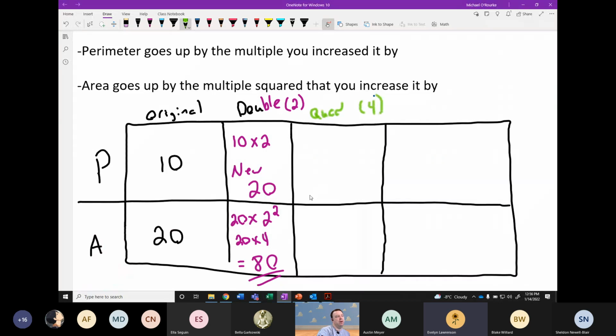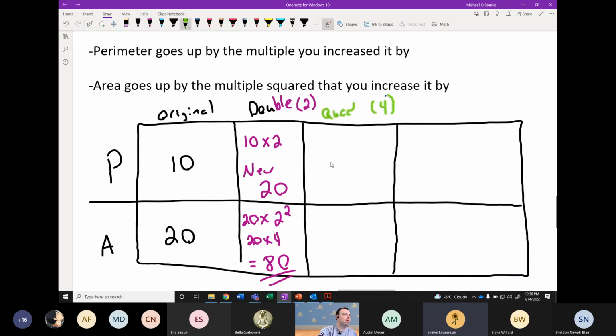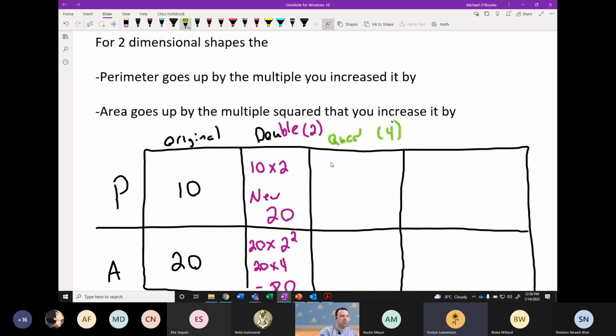So it's a 4 in there. Going from my original, what would my perimeter be? From the original, if I quadruple it and made it a 40 by 40 or whatever, what would my perimeter be? So area goes up by the multiple that you increase it by.